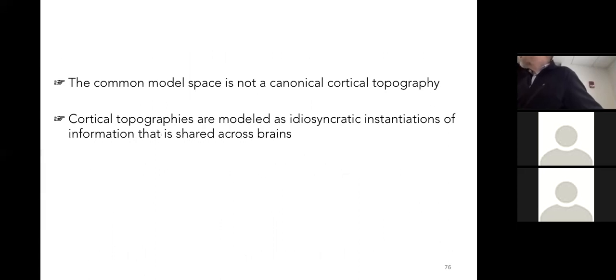So, just a reminder that the common model space is not a canonical cortical topography. Rather, the cortical topography is idiosyncratic to each brain. Each brain is an idiosyncratic instantiation of how that information can be encoded in an individual brain.